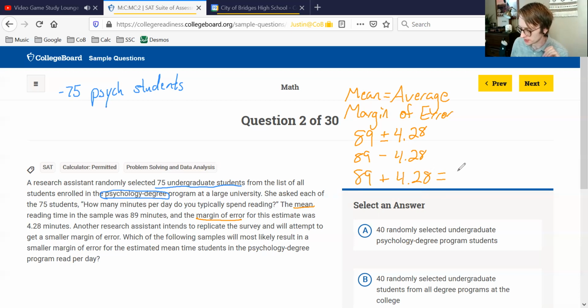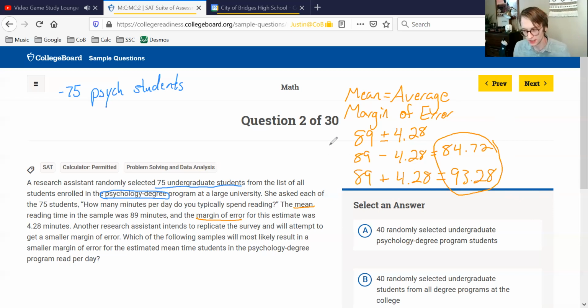So let's do this one. It'll probably be easier for me. 93.28 down here, and then I know I'm going to get this one wrong. So this is 84.72. That sound right? 84.72 to 93.28. We can be fairly certain that our average reading time will fall between 84.72 and 93.28.